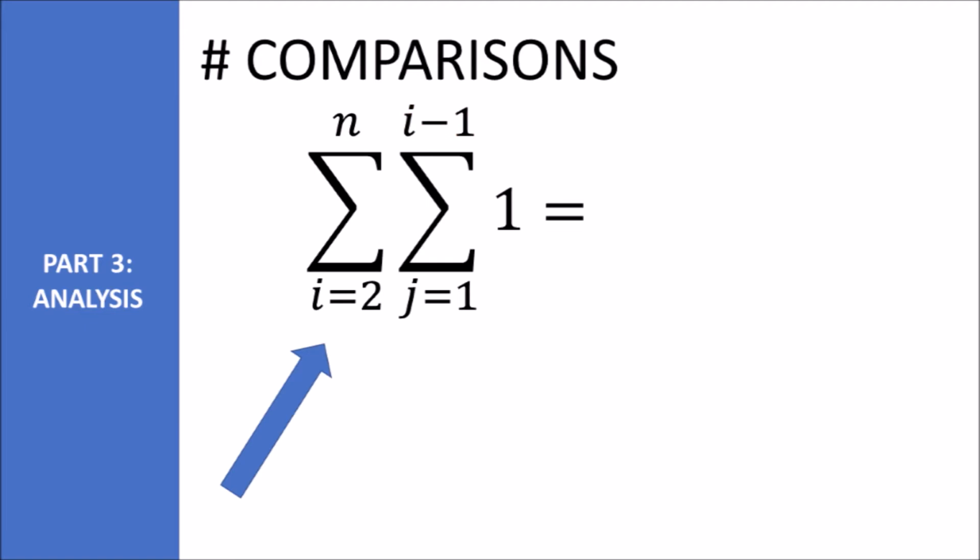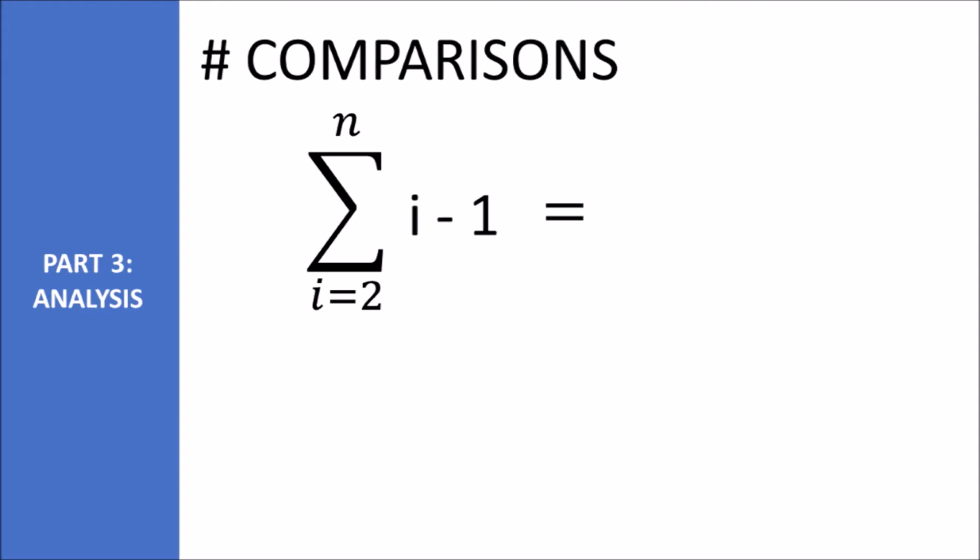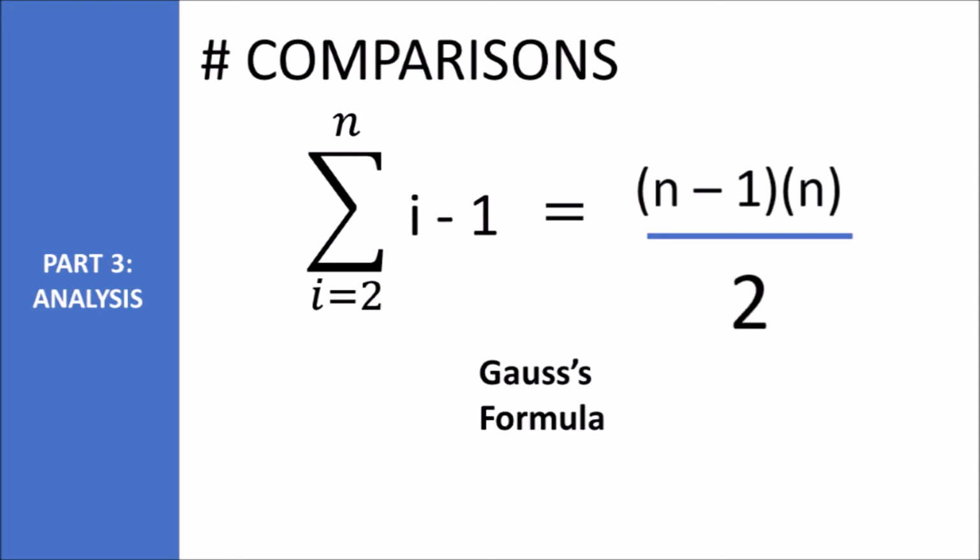We add the number of comparisons in the inner loop for each outer loop. The inner loop iterates through all the elements before i, so it runs i-1 times. If we plug in i, we see it results in 2-1, iterated up by 1, all the way up to n-1. This results in (n-1) times n divided by 2.